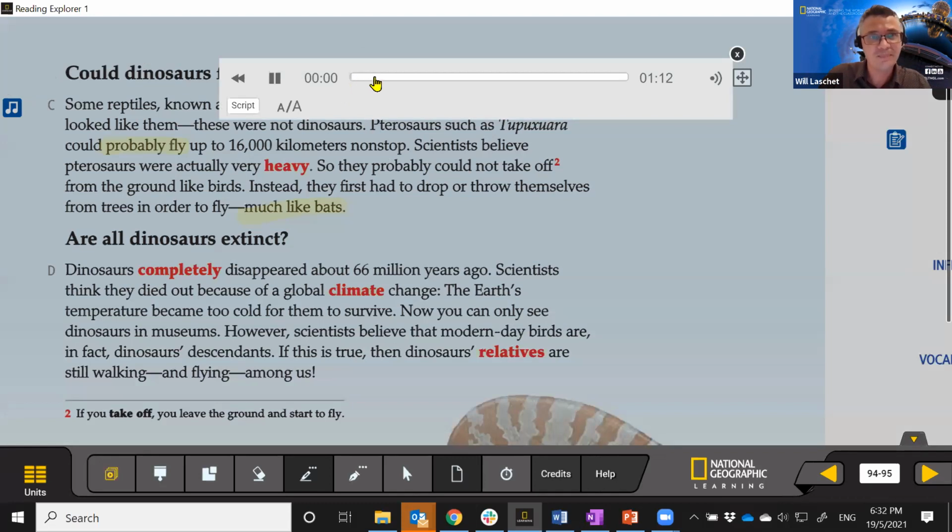Could dinosaurs fly? Dinosaurs completely disappeared about 66 million years ago. Scientists think they died out because of a global climate change. The Earth's temperature became too cold for them to survive. Now you can only see dinosaurs in museums. However, scientists believe that modern-day birds are in fact dinosaurs' descendants. If this is true, then dinosaurs' relatives are still walking and flying among us.